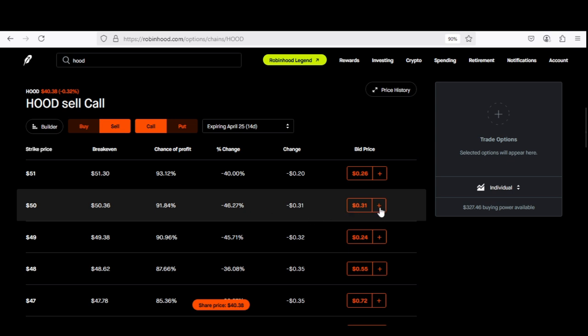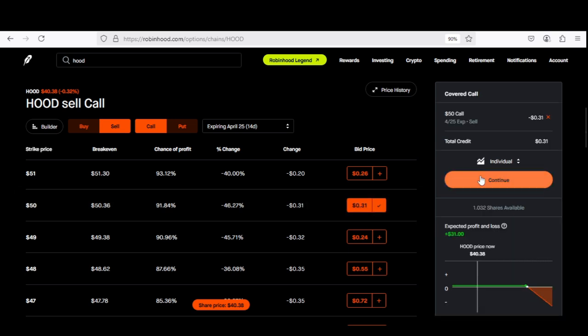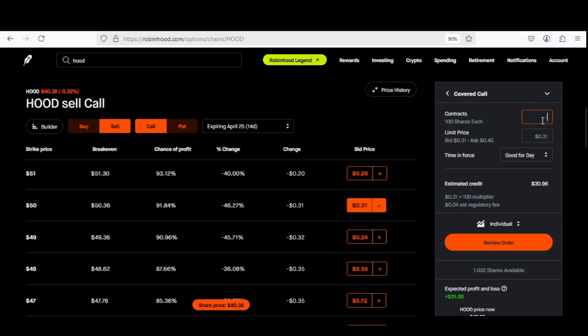So let's go ahead. We're going to click into it. We're going to hit continue. And once again, we're going to choose 2 contracts. So once again, $62. The first one was 64. This one is 62. And that is how easy it is to generate consistent income even in a down market.